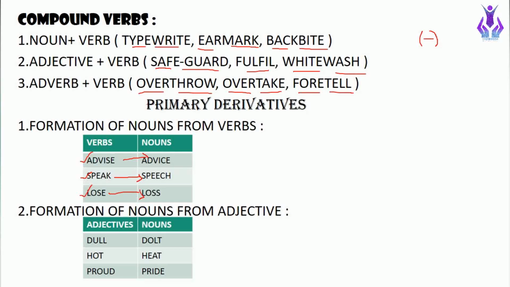The next is formation of nouns from adjectives. We can also form nouns from adjectives. Dull is our adjective, and we can form dolt from it. A dolt is a stupid person. In the English language, the word dolt means a stupid person. So we can make a noun from the given adjective dull. The next is hot. From hot we made heat. The next is proud, and from it we made pride.